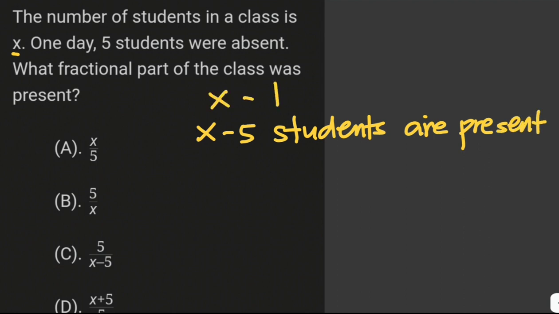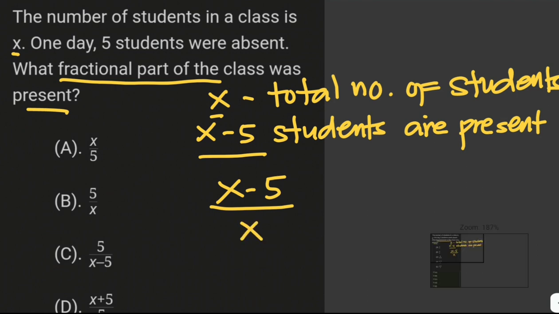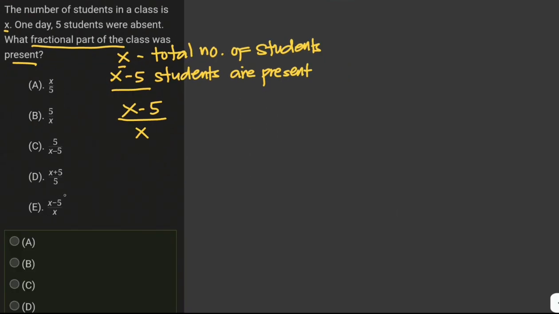So X here is the total number of students in the class. Now to find the fractional part of the class that was present, we just have to divide the number of students that are present by the total number of students in the class. So that would be X minus 5 over X. So our answer here is this one, letter E.